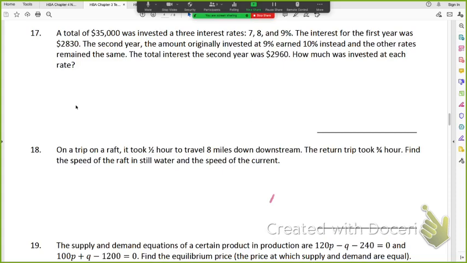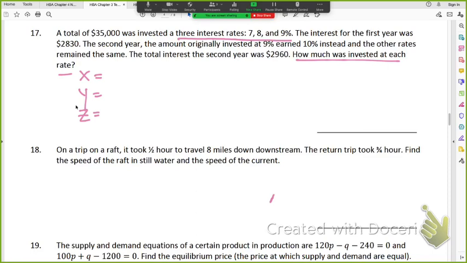A total of $35,000 was invested at 3 interest rates, 7, 8, and 9%. Interest for the first year was this much. Anyway, how much was invested at each rate? What are they asking me to find first? I invested money at 3 different interest rates. That means I have 3 variables, X, Y, and Z.